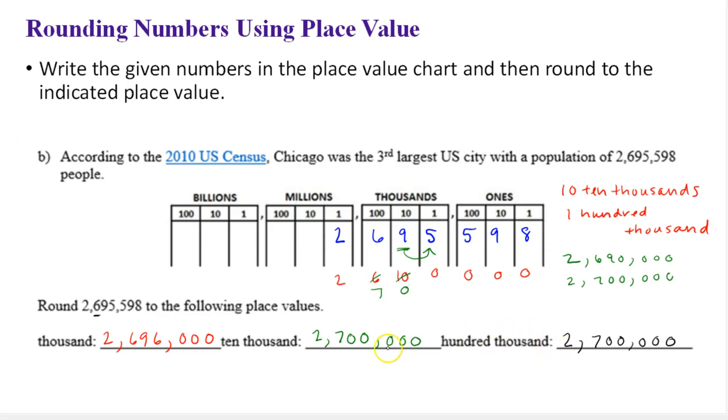So notice these are the same. That can happen. They're both correct. This is the number rounded to the nearest 10,000 and 100,000. Here, when we rounded to the 10,000, it also gave us a 100,000 place value.